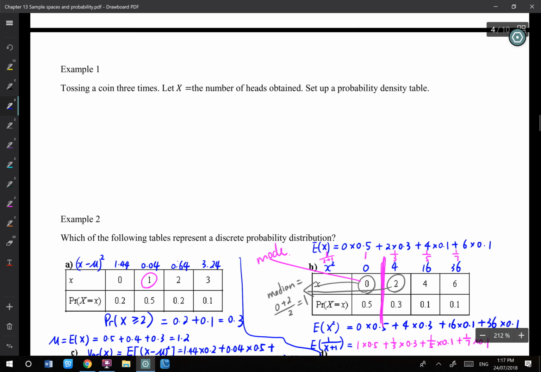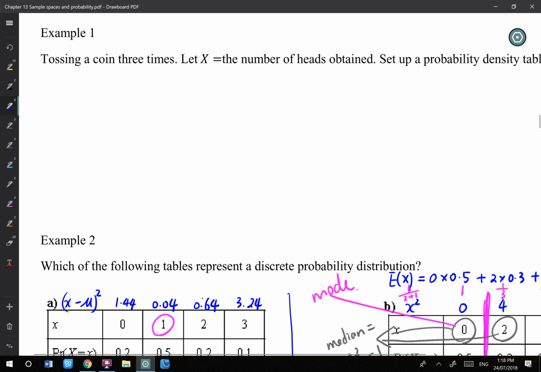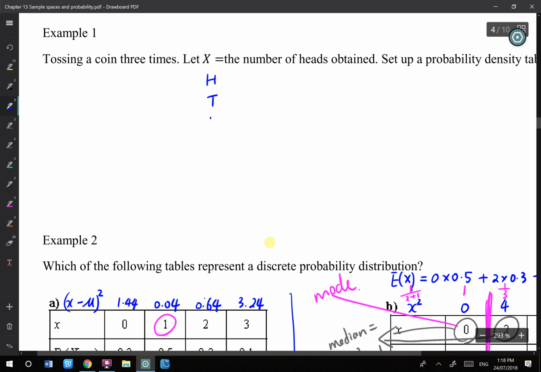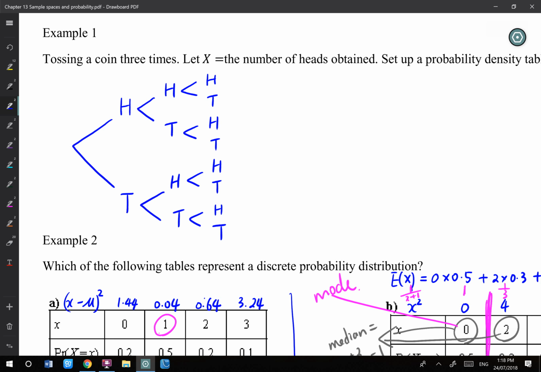Okay, if you can go to the next page. For example, I'll just show this example while I'm doing this concept. Tossing a coin 3 times. You know there are 8 outcomes. Let's just draw the tree diagram. I draw it backwards because I want the tree diagram to look better. So that's the first, second, and third toss. That's what the tree diagram looks like.